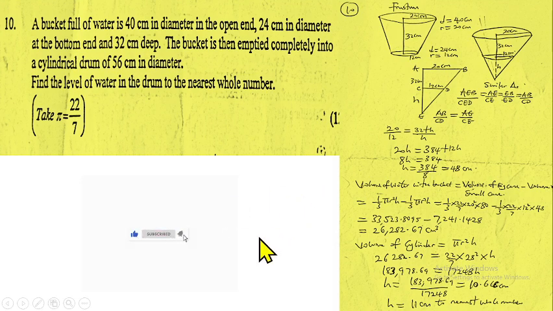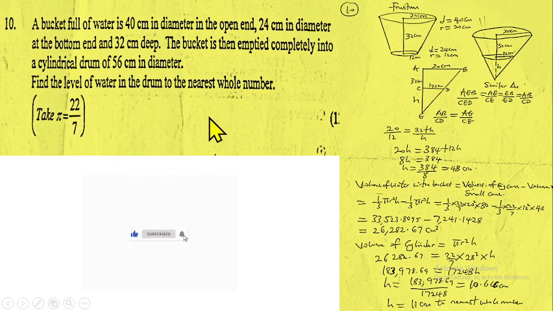Question number 10 is from mensuration of solid shapes. And the question says that we have a bucket full of water that is 40 centimeter in diameter at the open end, and 24 centimeter in diameter at the bottom end, and 32 centimeter deep. The bucket is then emptied completely into a cylindrical drum of 64 centimeter in diameter. Find the level of water in the drum to the nearest whole number. Take pi to be 22/7.